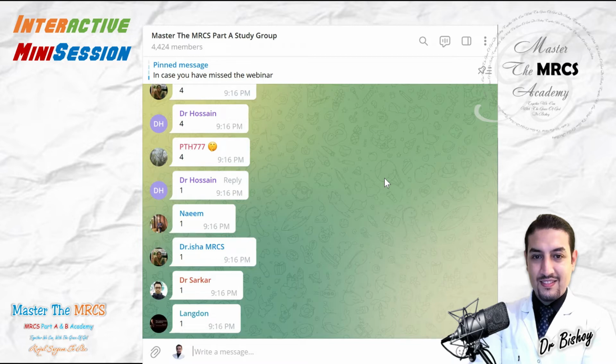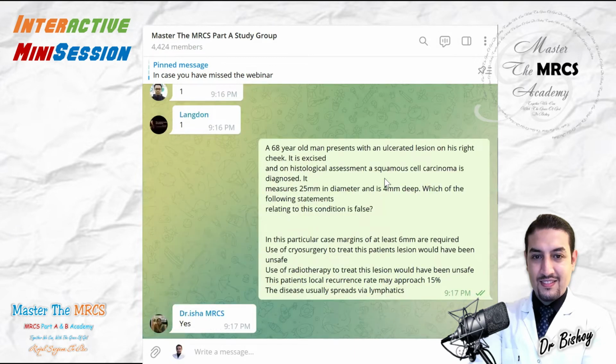So let's have another question. It will be about the core of pathology. So be ready. Are you ready? Which of the following is false? If you have an old man with an ulcerated lesion in his right cheek and it got excised, histological assessment tells us that it's a squamous cell carcinoma. What is the statement that is false regarding squamous cell carcinoma?